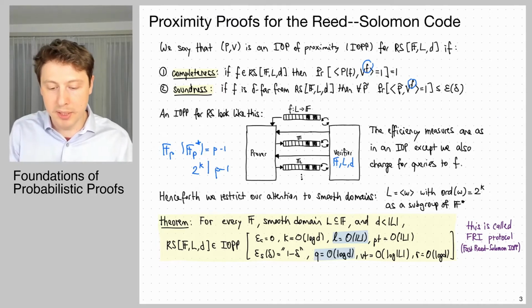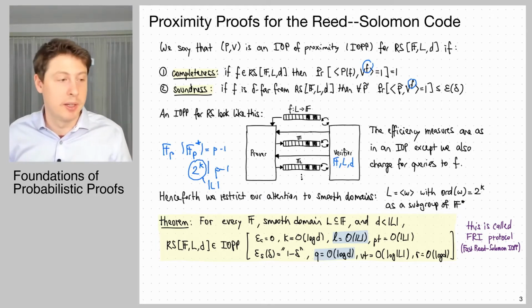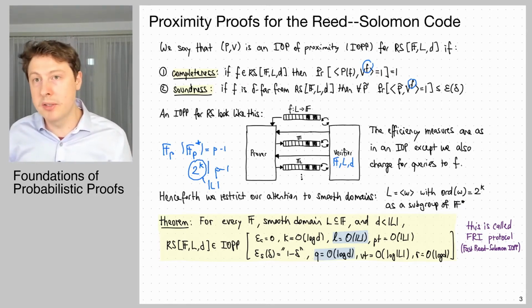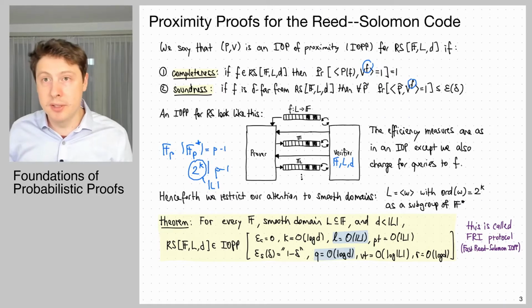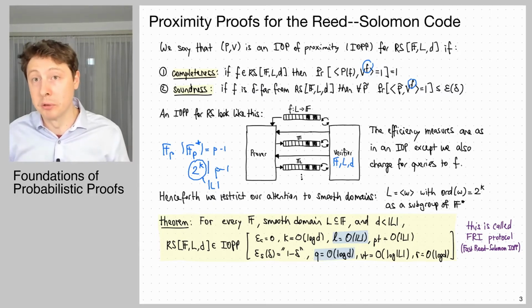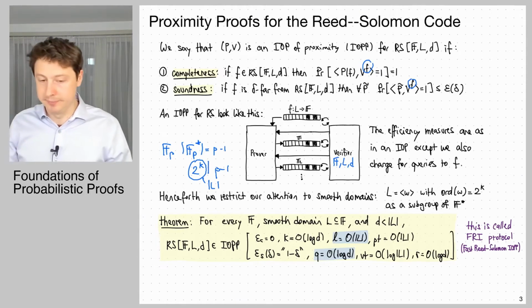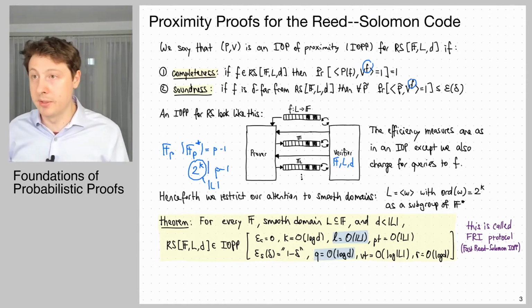Now, what is 2 to the k? Well, 2 to the k is going to be the size of L. So if we want, for example, to work with degree d equals 100, and we want a blow-up factor from d to L to be, say, 10, that means we need L to be like 1,000. So for example, you would want 2 to the k to be 1024, which would be a power of 2. Hopefully that answers the question.